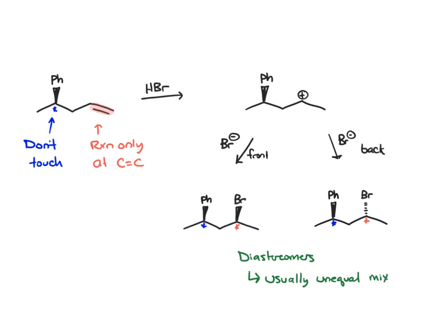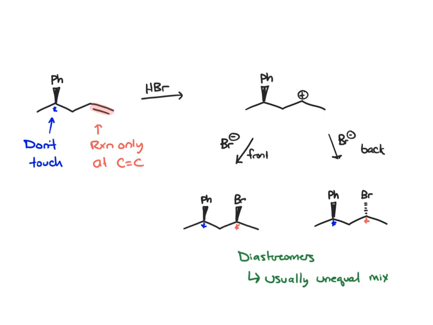We're not going to get into the specifics of how to predict which is going to be the major, but it's going to be things like, since this group is out, that kind of partially blocks the Br from coming in to this side. So that means it's more likely to probably come in from the back away from this group. But you are going to get both products, just in an uneven mixture.